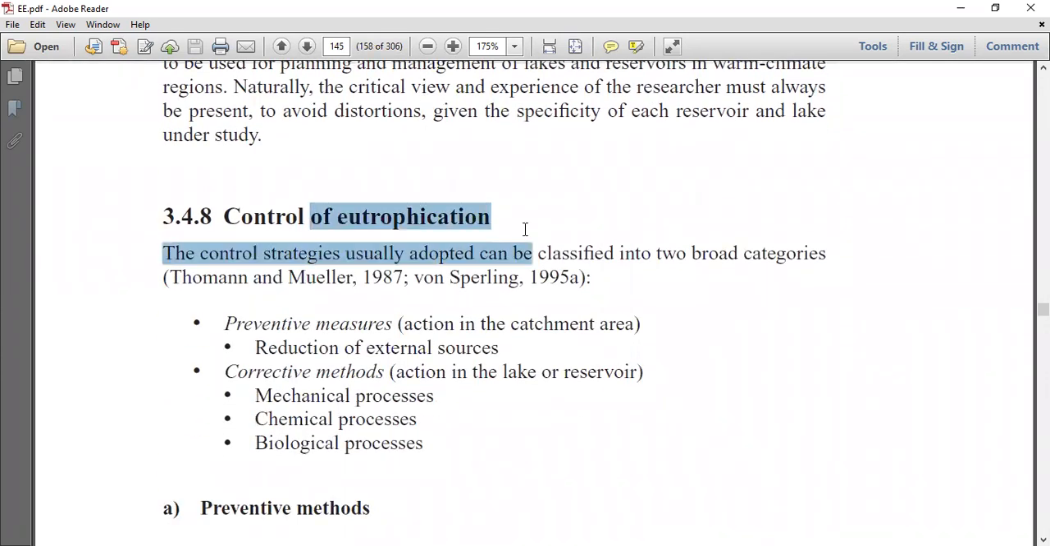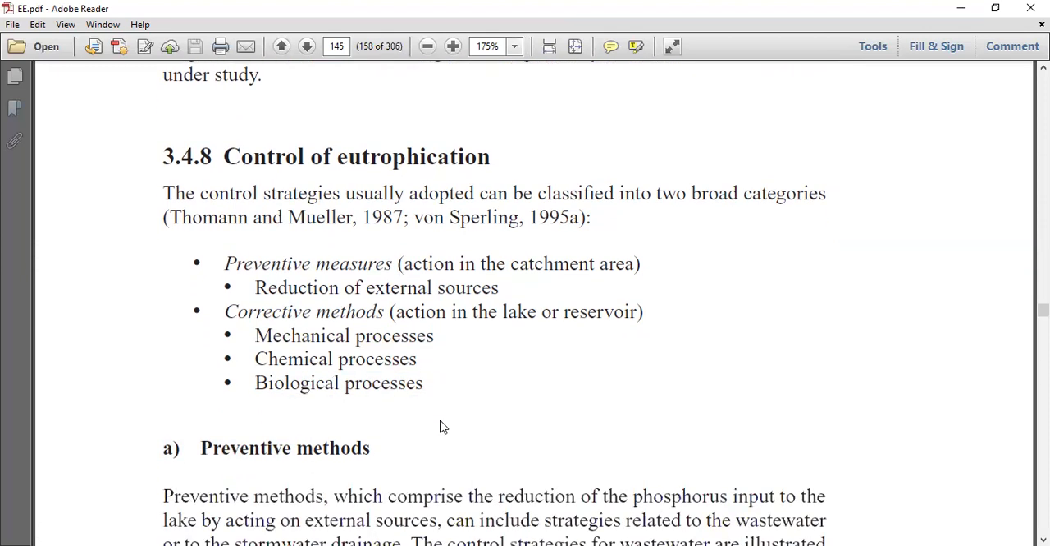So next is the control of eutrophication. That's how to control the eutrophication process in the lake or the reservoir while minimizing human interference and the silting issue. Preventive measures: reduction of external sources, and the corrective methods: the mechanical process, chemical process, and the biological process.